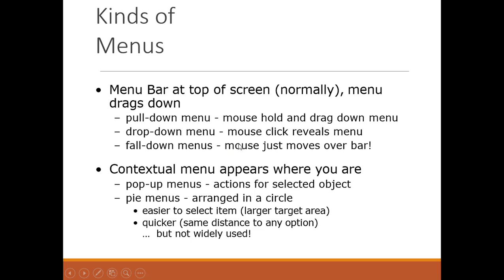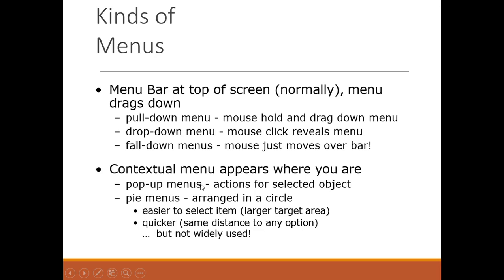Drop down means a mouse click reveals the menu. If you click the mouse, then it will reveal the menu. If you remove the mouse, then it will not reveal it. Fine. Now next is fold down menus. The mouse just moves over the bar. Fine. If you move over the bar, it means a fold down menu.